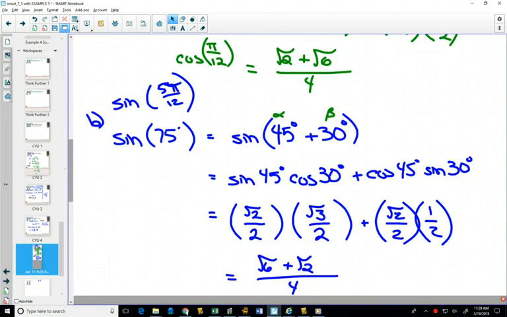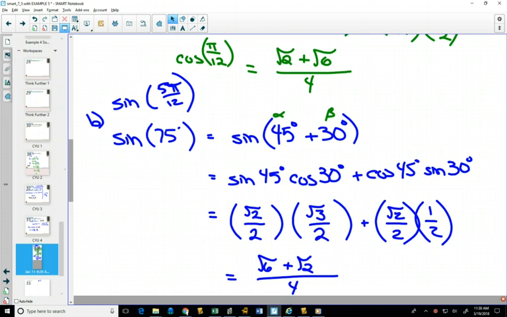This doesn't always happen, but with sine and cos, you will always have a root 6, you will always have a root 2, and you will always have it over 4. That's true for sine and cos. The thing that changes is sometimes the root 6 is negative, and sometimes the root 2 is negative, and sometimes both of them are negative. So that's what's going to change.